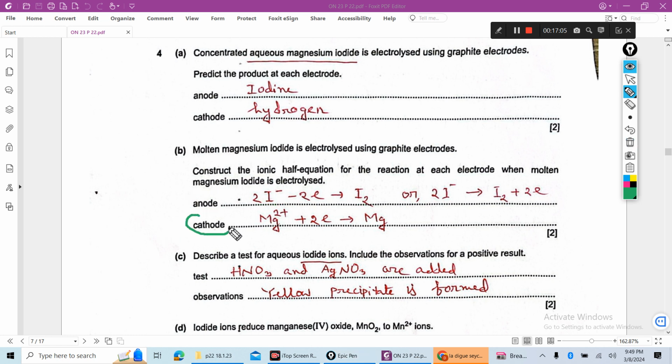And at the cathode, as it is molten, if it is a molten metal ionic compound, the metal will be produced at the cathode. So at the cathode magnesium ions gain 2 electrons to produce magnesium. But when aqueous, hydrogen will be the product at the cathode. When molten, the metal, magnesium, will be the product.